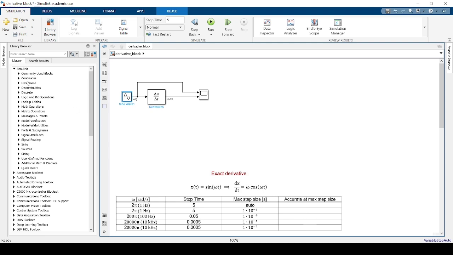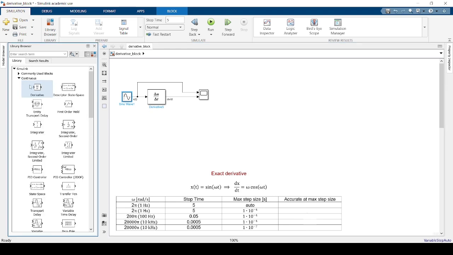The Simulink derivative block is a handy tool for numerically calculating the derivative of a signal. For smooth signals, it typically delivers reliable results, but there's a catch. The maximum step size needs to be in sync with how quickly the signal is changing. If the maximum step size is too large and the signal is changing rapidly, the output can become quite unreliable.